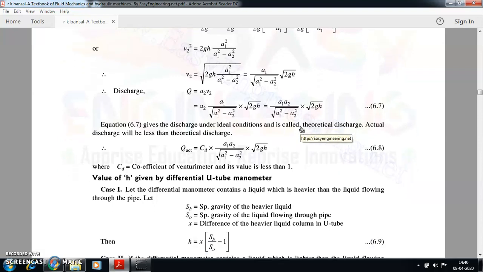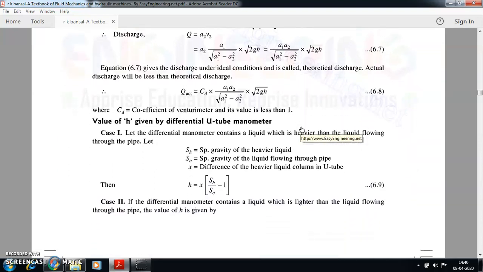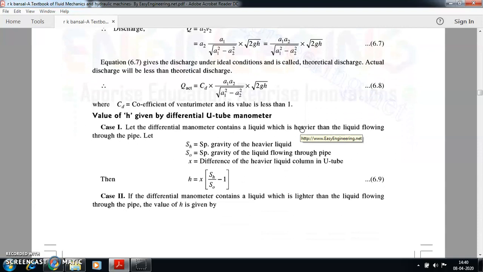Now we will continue. See, how do you actually get the value of h, the difference in pressure head? I am getting it from the manometer, and generally the manometer used will be a differential U-tube manometer. There are different cases or different ways of obtaining the value of h. Let us take case 1, wherein the manometer contains a liquid which is heavier than the liquid flowing through the pipe. That means the manometer liquid has a higher specific gravity compared to the liquid flowing inside the pipe.